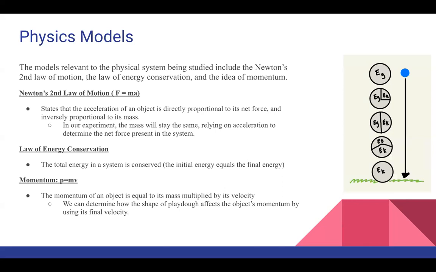And then we also use the law of energy conservation, which states that the total energy in the system is conserved, where the initial energy equals the final energy. And then we also use the momentum equation, where momentum equals mass times velocity. So in our experiment, we can determine how the shape of the Play-Doh affected the object's momentum by using its final velocity.